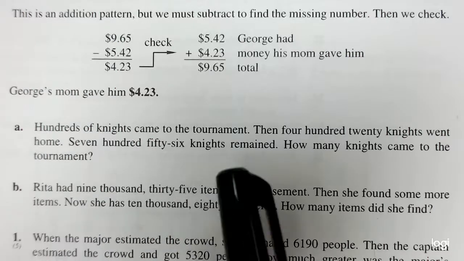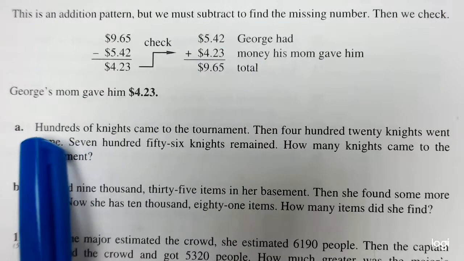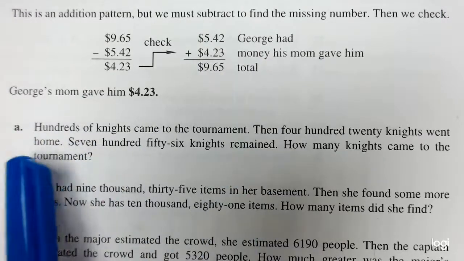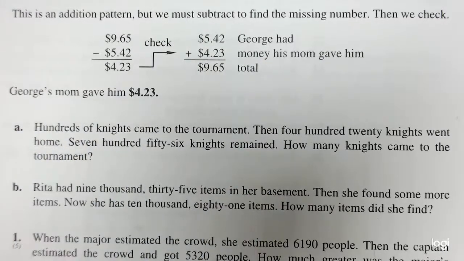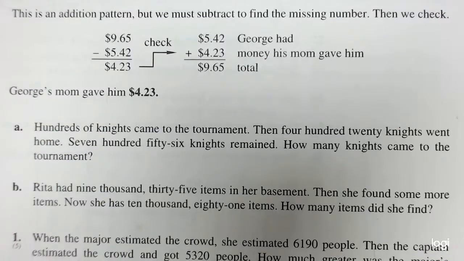It says hundreds of knights came to the tournament. Well, that doesn't really tell me much of anything at all, which brings me to how we're going to deal with these word problems. Whenever you come up to a number that is kind of missing, because when they tell me hundreds of knights, I don't know how many hundreds, we're just going to write the word "some," because that's very similar to what we've been doing in previous Saxon books.